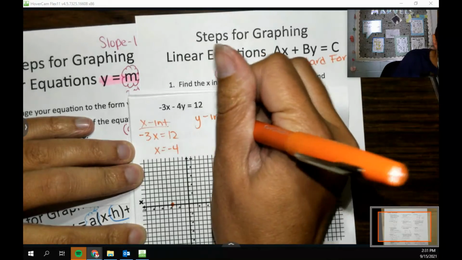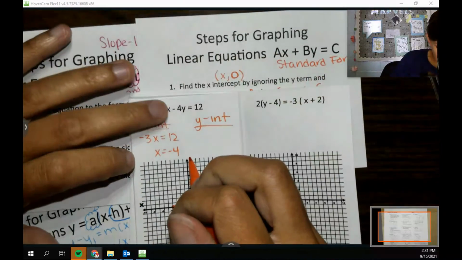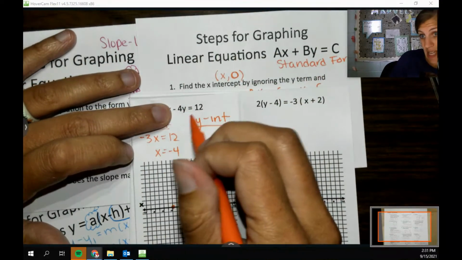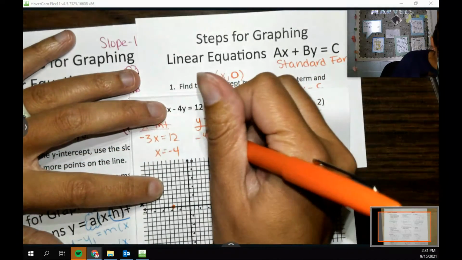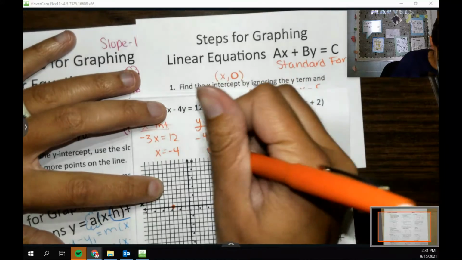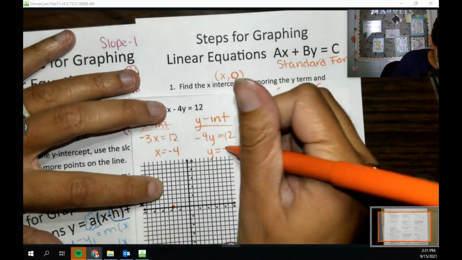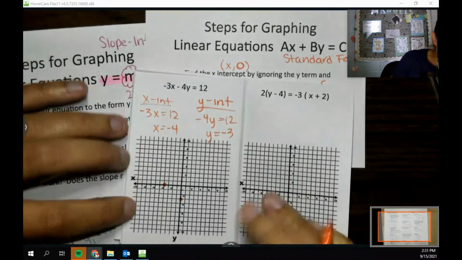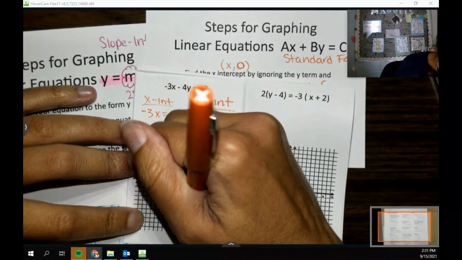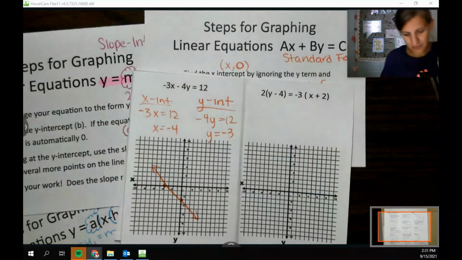Then we do the opposite, find the y-intercept. So I ignore x. Make sure we take the sign with y. So negative 4y equals 12. And so the y-intercept is negative 3. Plot that. And then we can connect our 2 dots and go.